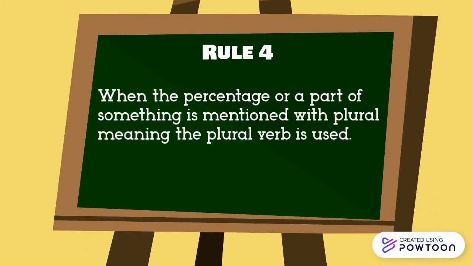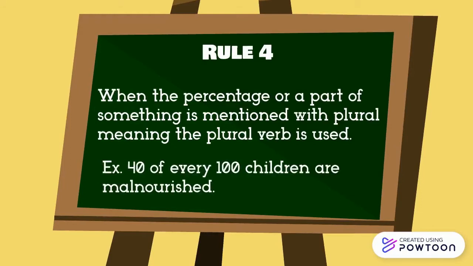Rule number 4. When the percentage or a part of something is mentioned with plural meaning, the plural verb is used. For example, 40 of every 100 children are malnourished.